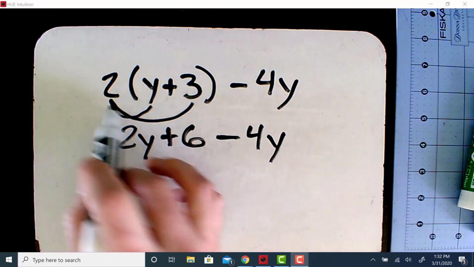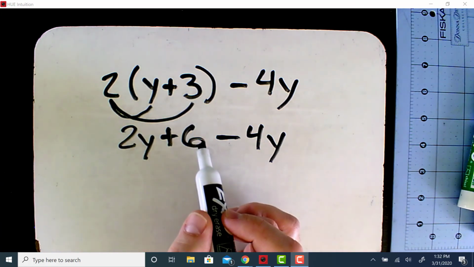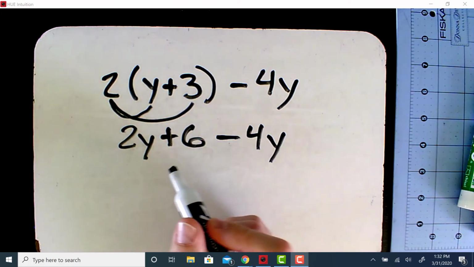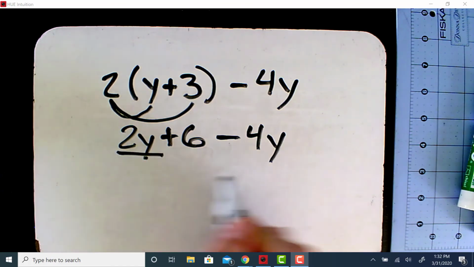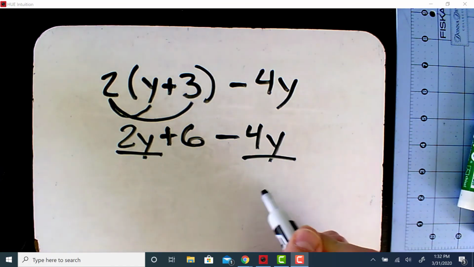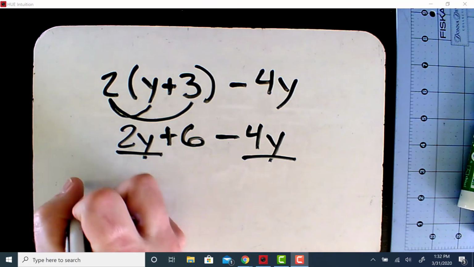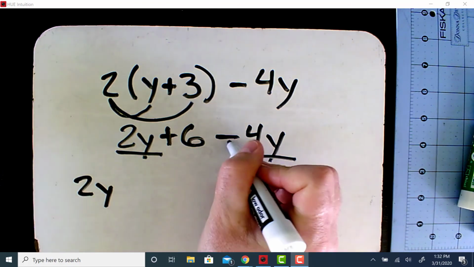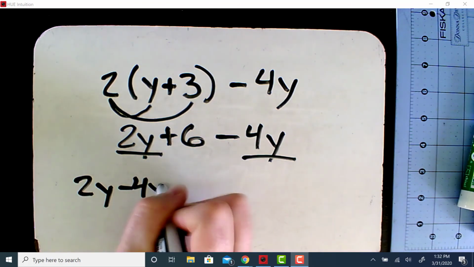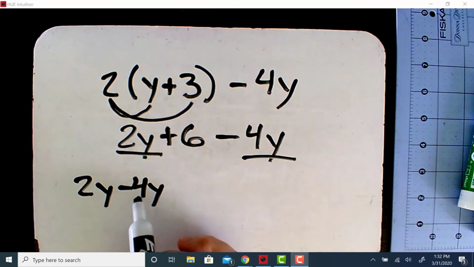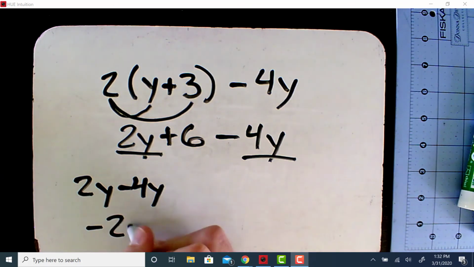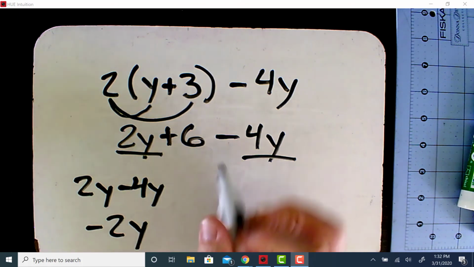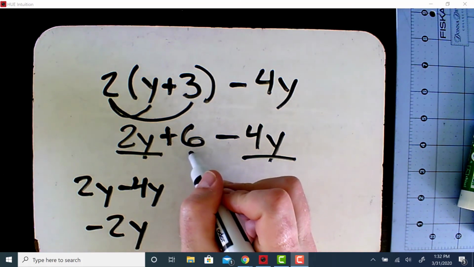Now that I've used distributive property and got rid of my parentheses, I can combine like terms. And I notice that 2y and 4y are like terms. So I'm going to combine them. 2y, and this is a minus 4y. 2y minus 4y, well, if I have 2 and I take away 4 from it, that's going to get me negative 2y.